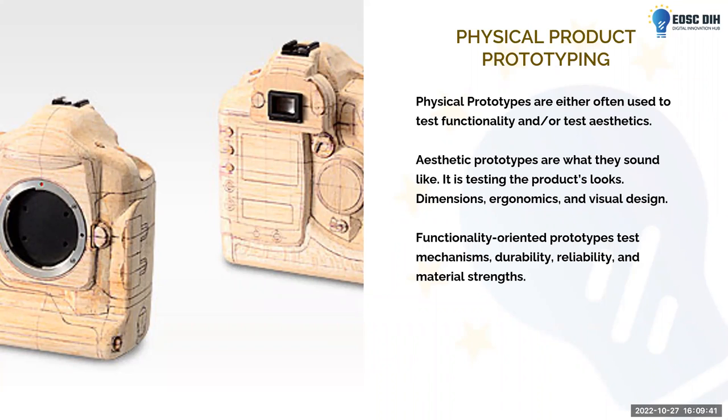So you're often testing the looks of the products, the dimensions, the ergonomics, the feel of it, and the visual design, right? So it's a good way of doing that. You can also test it for mechanisms, like if you can reach the button on the camera or not, and you can test the durability and reliability. When you're in the last stages of the design, you can make the same camera out of different materials to understand how a certain material feels or how the durability of that material compares to the durability of the other material.